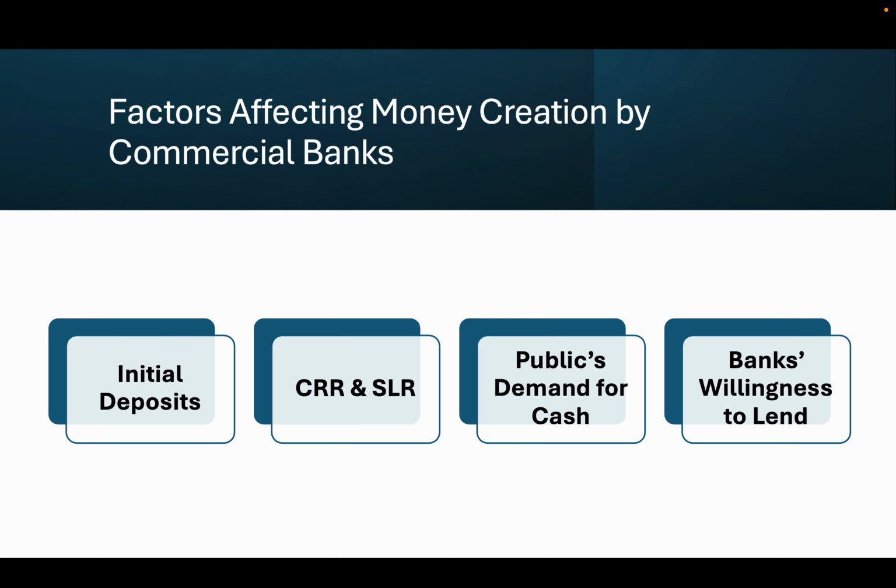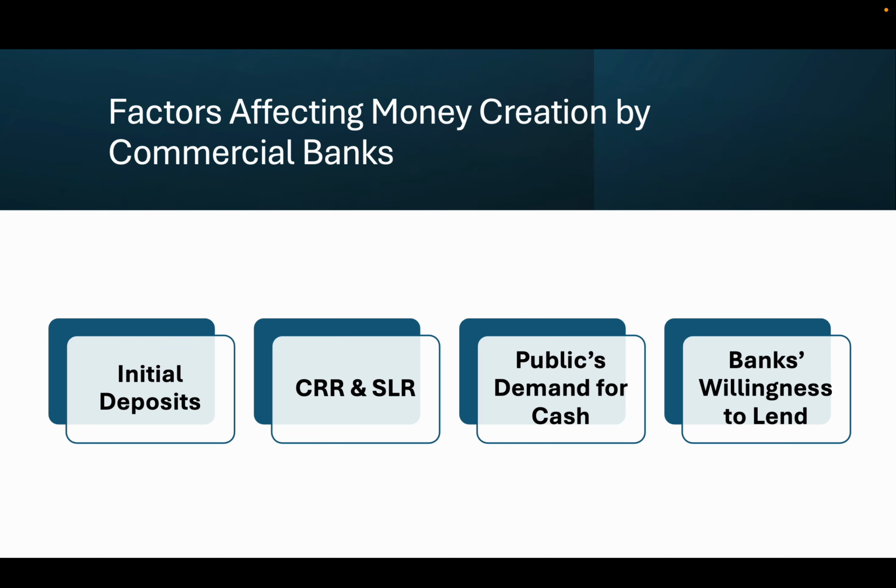Let's talk about the third factor, public demand for cash, which is also called leakages. So here is something interesting. Banks can only create money from deposits, right? If people withdraw cash and keep it at home, the money doesn't exist in the bank now. So economists call this leakage. Say for example, it's Diwali time, so people will withdraw some money and keep it in cash. So that money is not in the banking system, so it can't multiply.